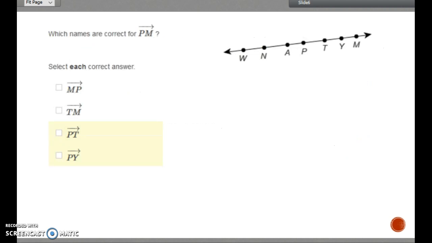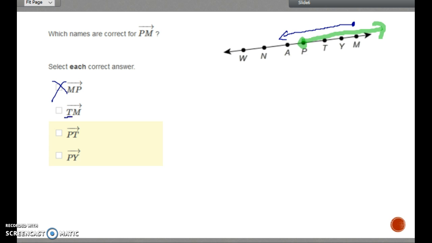Okay, let's keep going. For this one, it says, which names are correct for ray PM? Okay, so first let's go up to our picture and let's highlight ray PM. So it starts at P, goes in the direction of M forever and ever. So that's what a ray does. It starts at the first point and it goes in the direction of the other points indefinitely. All right, so let's check out our other options. This first one says starts at M and goes in the direction of P. So if we start up here at M and go in the direction of P, that's obviously not going to be the same ray.